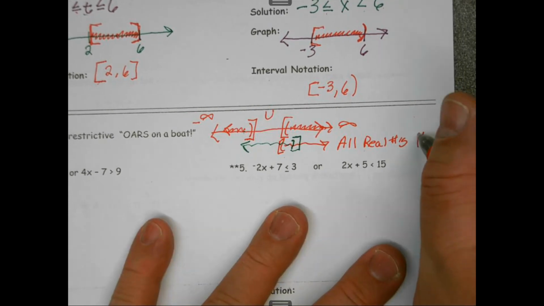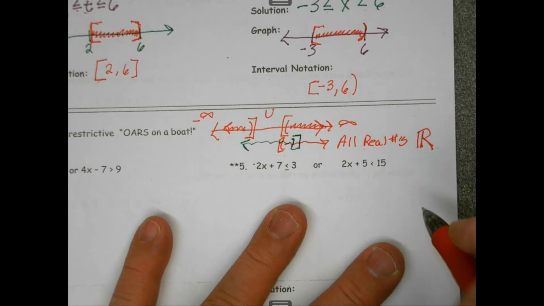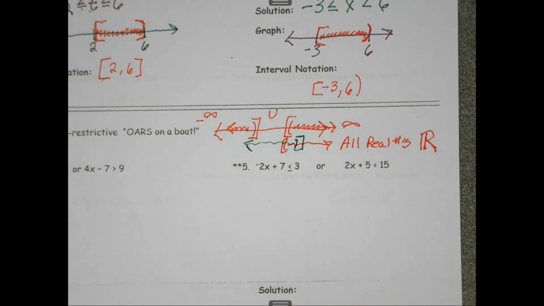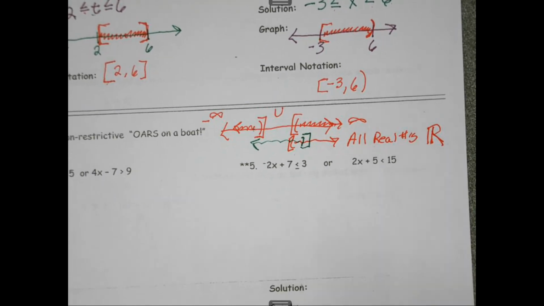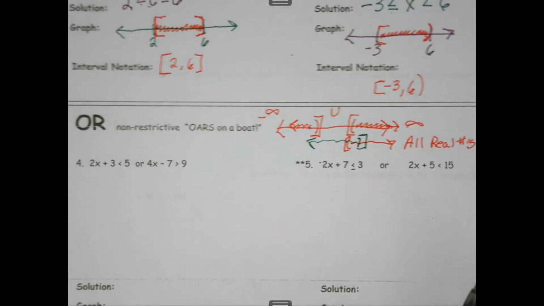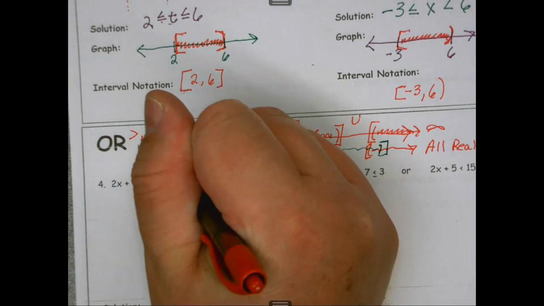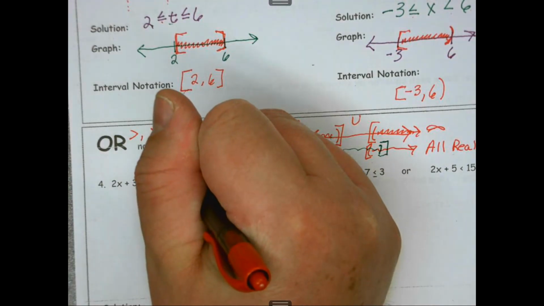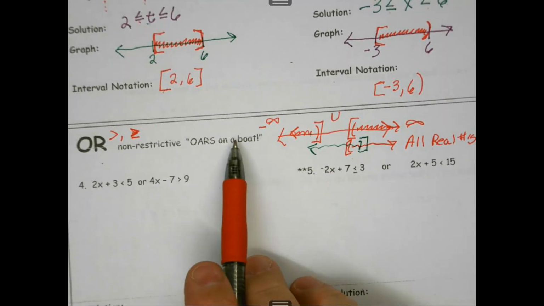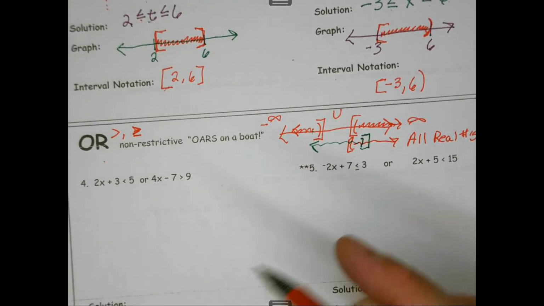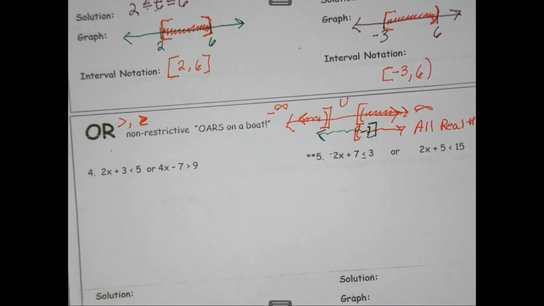Okay, so or statements are greater than or equal to. So when you see those symbols, it's an or problem. Or oars on a boat. That's where they came up with oars on a boat. They look like oars. All right, so number 4. It's an or problem. So my graph is going to look 99% of the time like this. And I have to solve each one of these inequality statements.